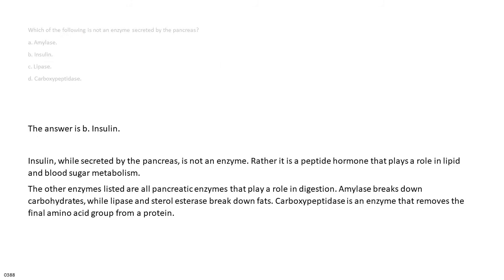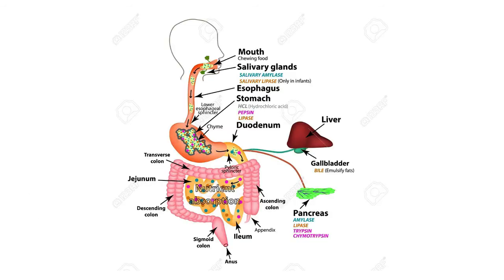The answer is B. Insulin. Insulin, while secreted by the pancreas, is not an enzyme. Rather, it is a peptide hormone that plays a role in lipid and blood sugar metabolism. The other enzymes listed are all pancreatic enzymes that play a role in digestion. Amylase breaks down carbohydrates, while lipase and sterol esterase break down fats. Carboxypeptidase is an enzyme that removes the final amino acid group from a protein.